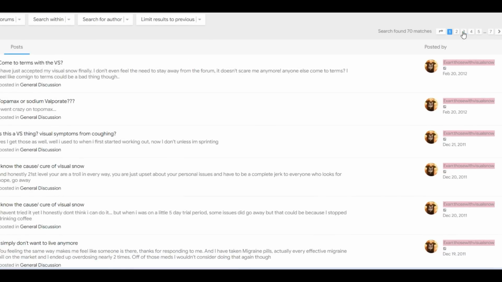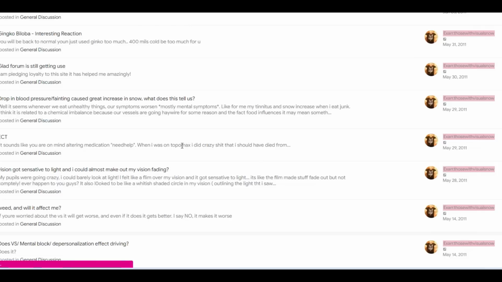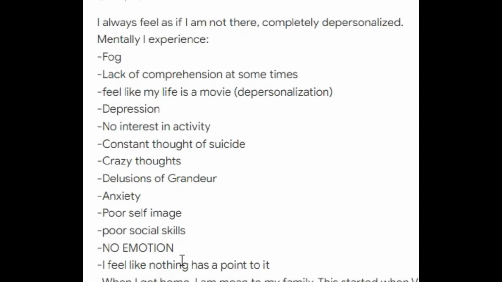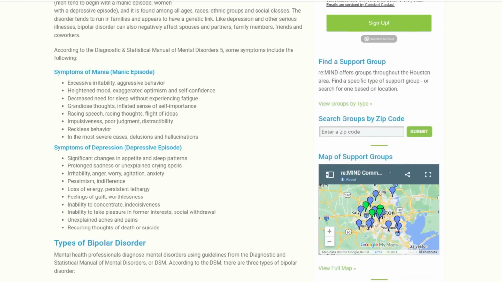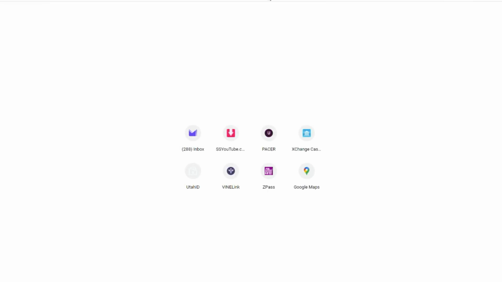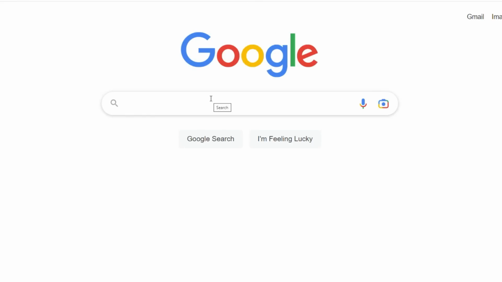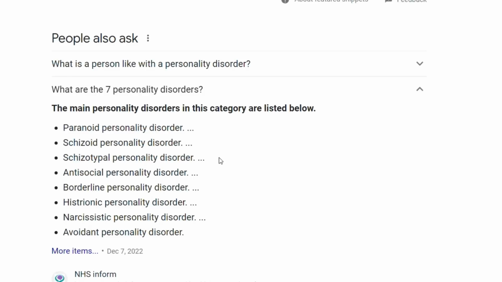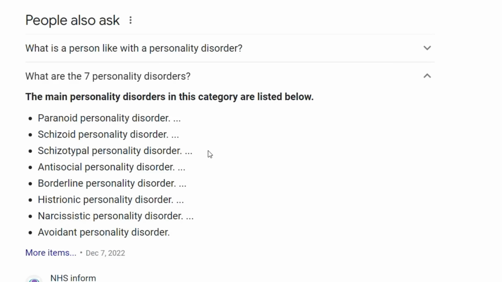Let me see if I can find what I'm talking about. I think it's this one right here, where he says, no emotion, crazy thoughts, delusions of grandeur. The no emotion is what puts me into thinking a personality disorder. I guess a lot of this stuff does overlap when it comes to some of these mental disorders or personality disorders. And even schizophrenia, I feel like some of the hallucinations he's having could overlap with schizophrenia.